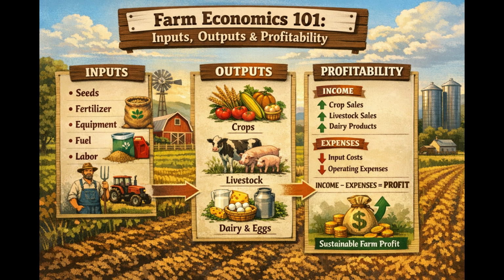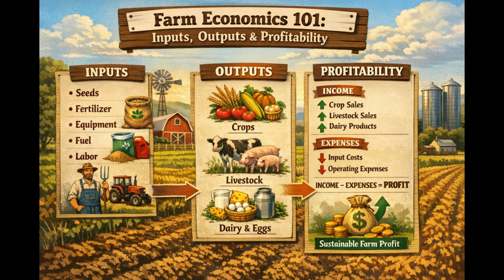Alright, now we need to talk about one of the biggest mistakes farmers make when they're looking at their numbers. And that's confusing gross income with net profit. Gross income is easy to calculate. Simply the total revenue you bring in from sales. If you sell $50,000 worth of produce, your gross income is $50,000. Sounds great, right? 50 grand. But gross income tells you nothing about profitability. Because you haven't subtracted your costs yet.